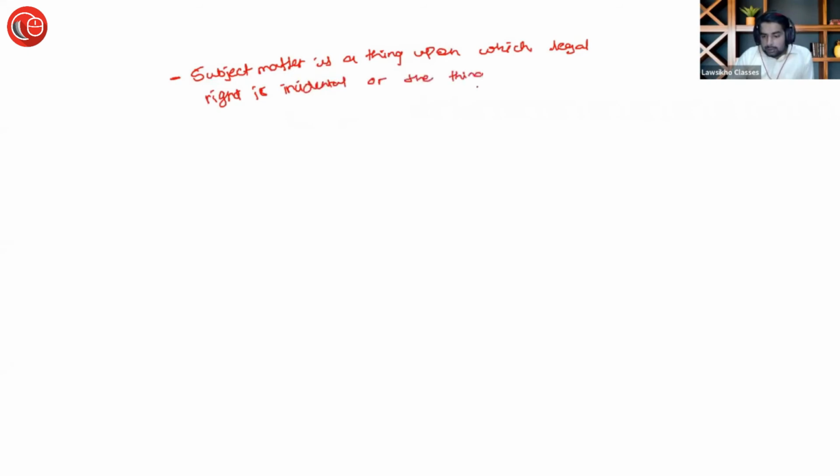ये लिखो एक बार, subject matter is a thing upon which legal right is incidental, or the thing with respect to which a suit is contested.